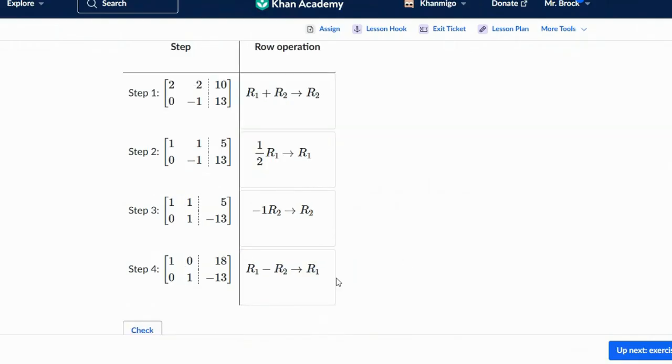Which means the last one must be we subtracted row 1 minus row 2 and made that the new row 1. So row 1 minus row 2. 1 minus 0 is 1. 1 minus 1 is 0. 5 minus a -13, that means we add, right? So it would be 18. Check. Good job.